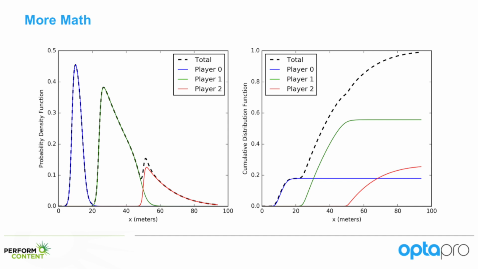Okay, so this is the PDF and CDF of that previous example. This shows how the likelihood of controlling the pass evolves with the distance the pass has gone. So you can see, over the first 20 meters, that first guy only has a chance of receiving the pass. So it goes up to about 17.